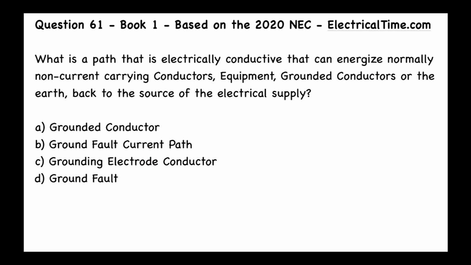What is a path that is electrically conductive that can energize normally non-current carrying conductors, equipment, grounded conductors, or the earth back to the source of the electrical supply? And the available answers that we have are A, the grounded conductor, B, ground fault current path, C, grounding electrode conductor, or D, ground fault.